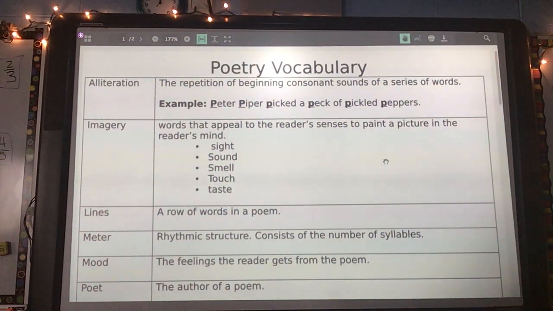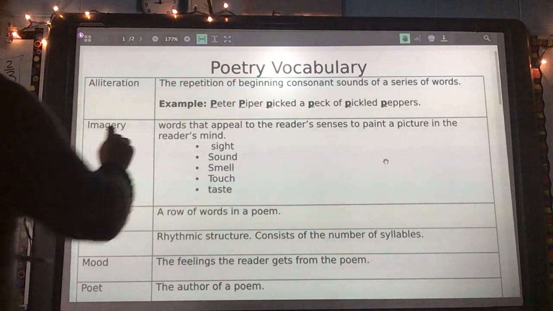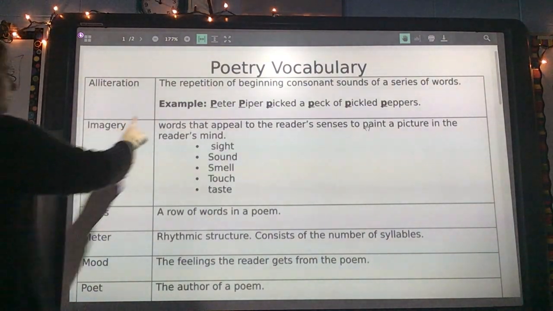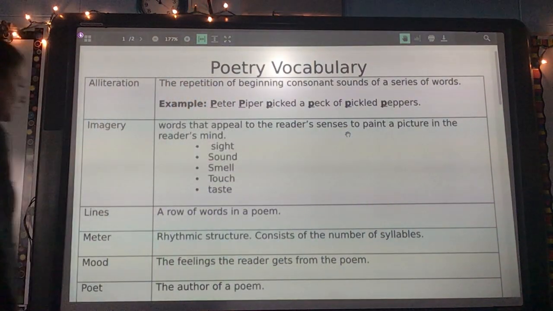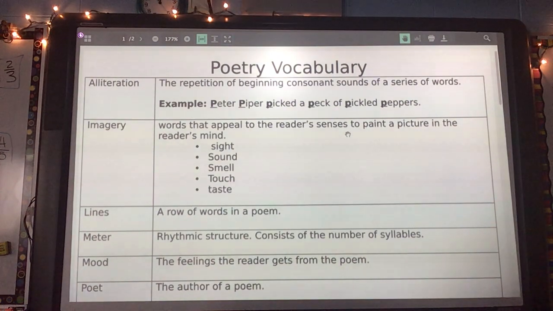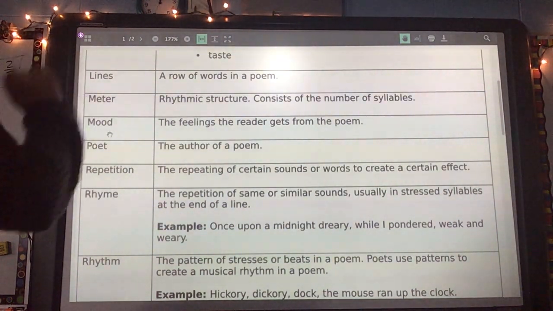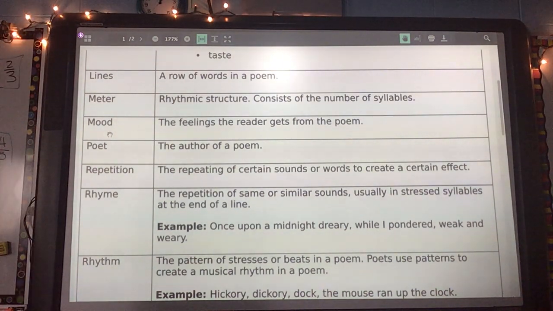All right. Lines. Those are the rows of words in a poem. Okay? So this is a line. Okay? A row goes across this way. Okay? A meter, that's a rhythmic structure, and it consists of the number of syllables. And you'll learn more about that a little bit tonight. Mood, the feelings the reader gets from the poem, okay? Just like your current mood that you're in, how you're feeling, okay? Poems give you certain moods.